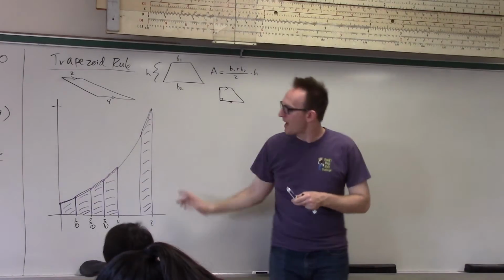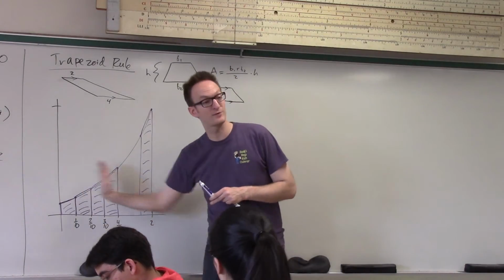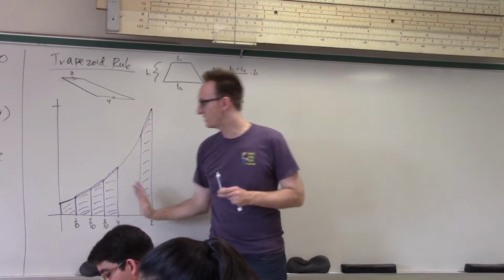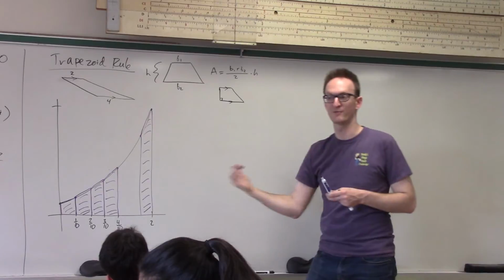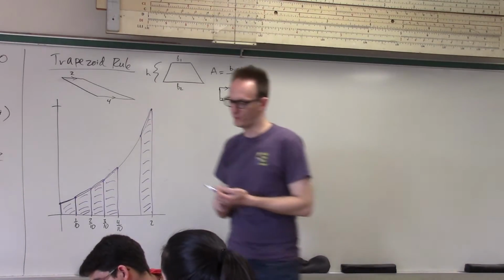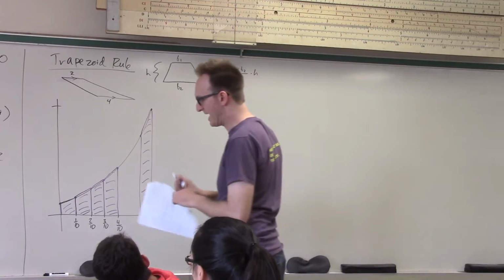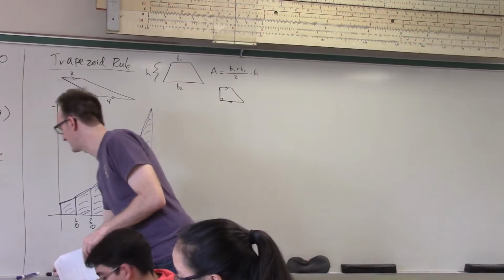So these are all trapezoids. The bases of the trapezoid are the heights of the function, right? And then the delta x is the height of the trapezoid. Follow? Of course you do. So, what would T20 be?